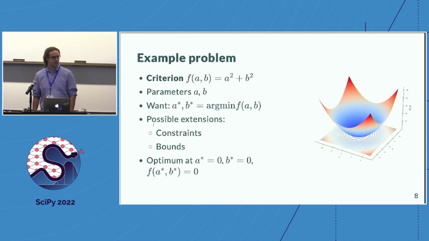Possible extensions of such a problem could be that you have constraints or bounds, but we're abstracting from all of this for now. And the correct solution of this is actually both parameters are 0 and the function value is also 0.